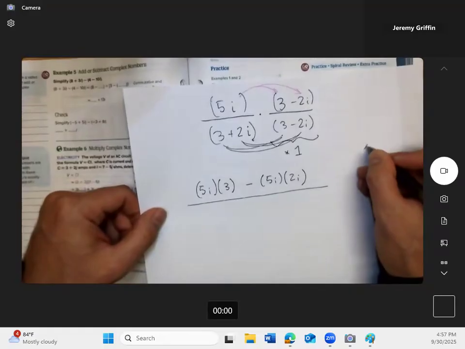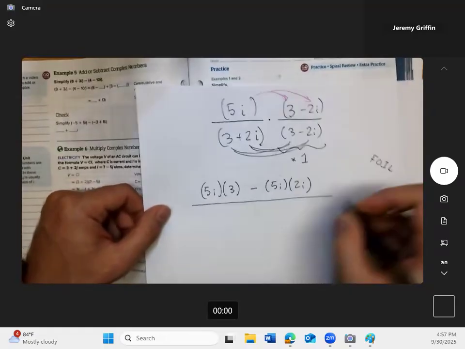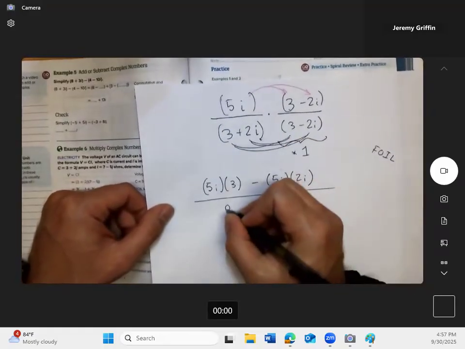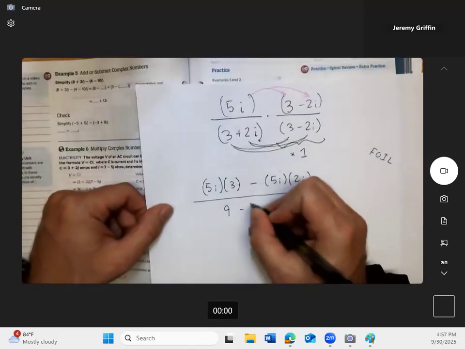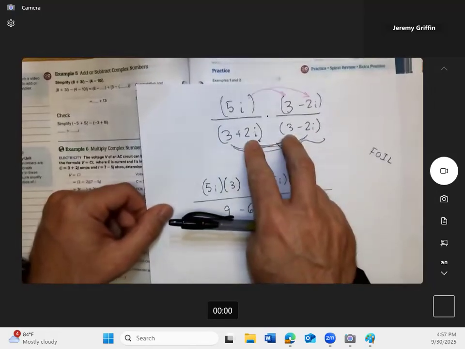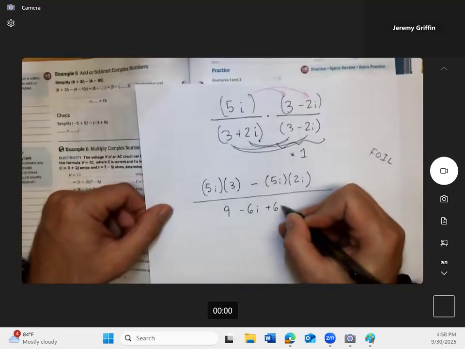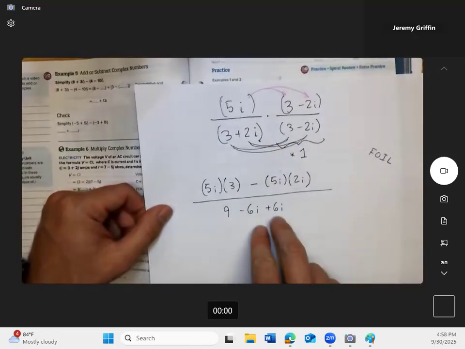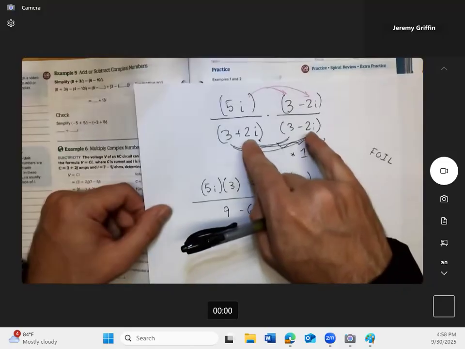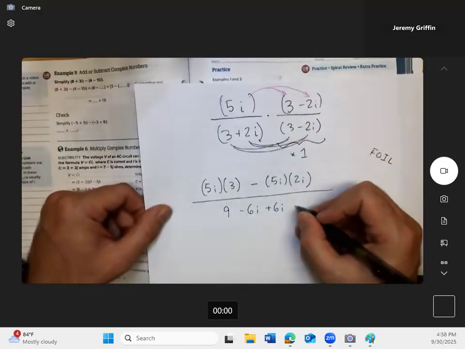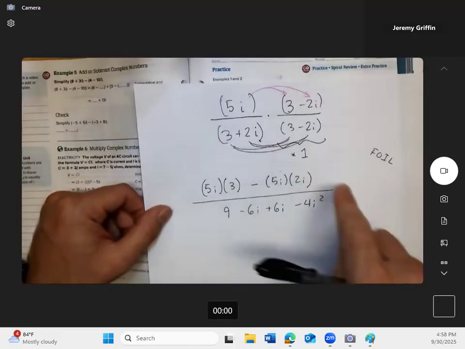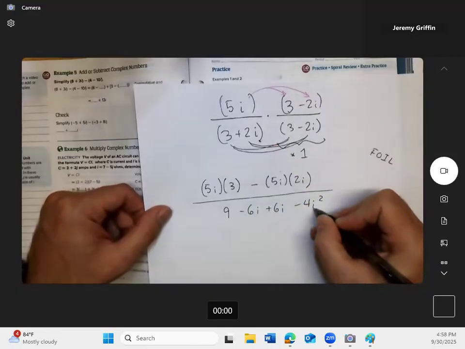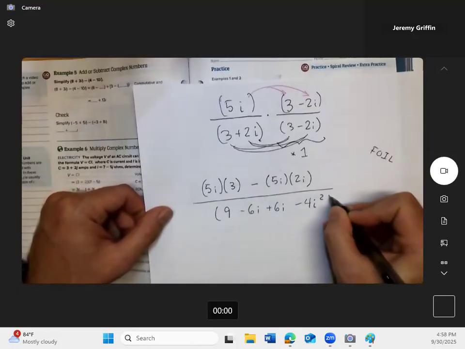And then in the denominator, I'm going to FOIL this out. F-O-I-L. So first, 3 times 3 is 9. Outside, we get minus 6i. Inside, plus 6i. I see why we're using that complex conjugate, because that just got rid of the i's. And then minus 4i squared. 2 times 2 is 4. Minus times minus makes a plus, so we have minus 4i squared. Make sure that makes sense.